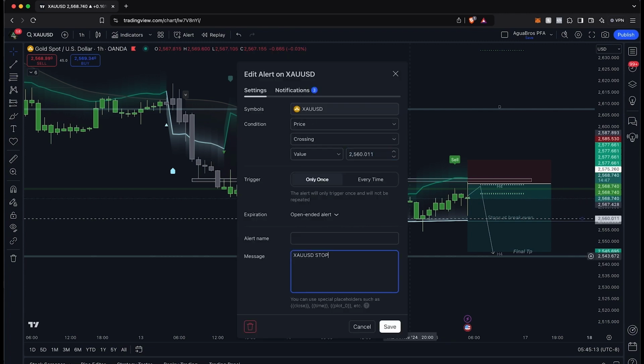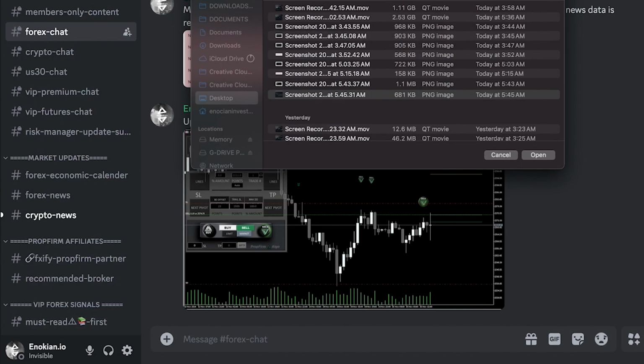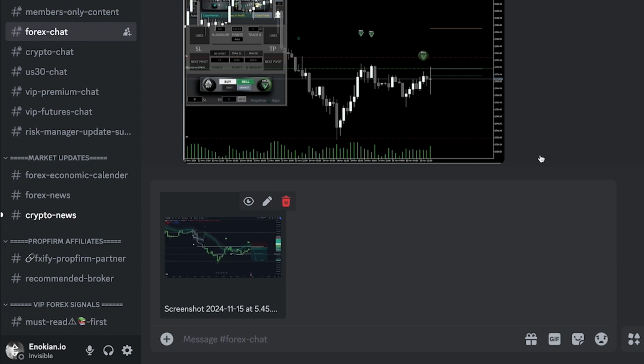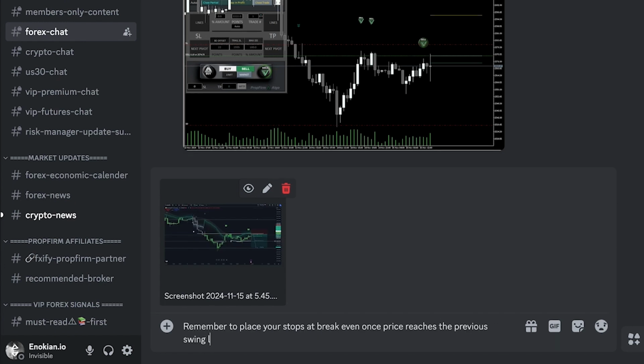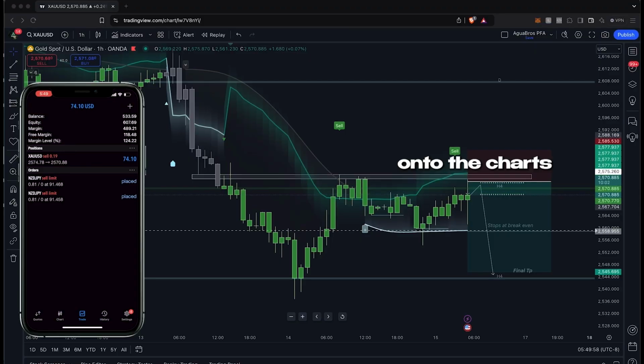I'm setting up my alert here to let me know that once price gets here, this is when to move stops into profit for a break-even risk-free trade. So let's go ahead and let the community know. Remember to place your stops at break-even once price reaches the previous swing low to protect the account. Sending this out, and let's go back onto the charts and let this thing play out.